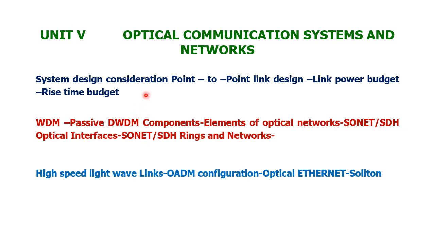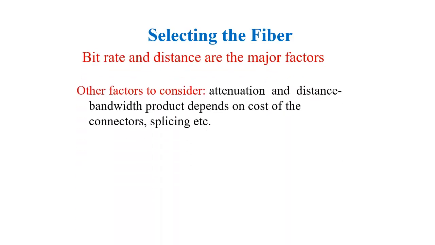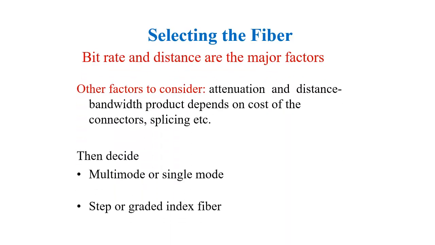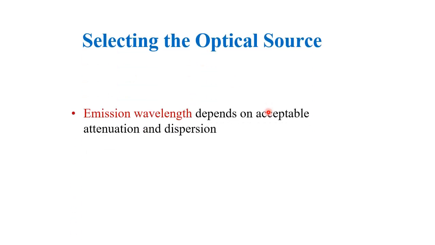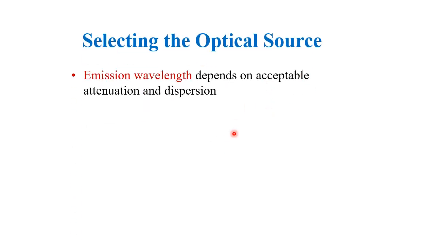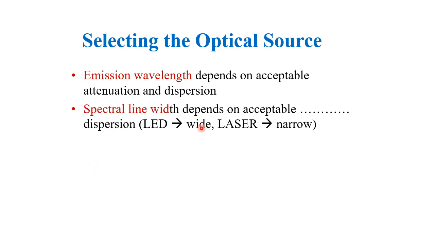In this video, we are going to discuss system design consideration for point-to-point link design. Next, how to select the optical source. That depends upon the emission wavelength, and the emission wavelength depends upon the acceptable attenuation as well as dispersion.